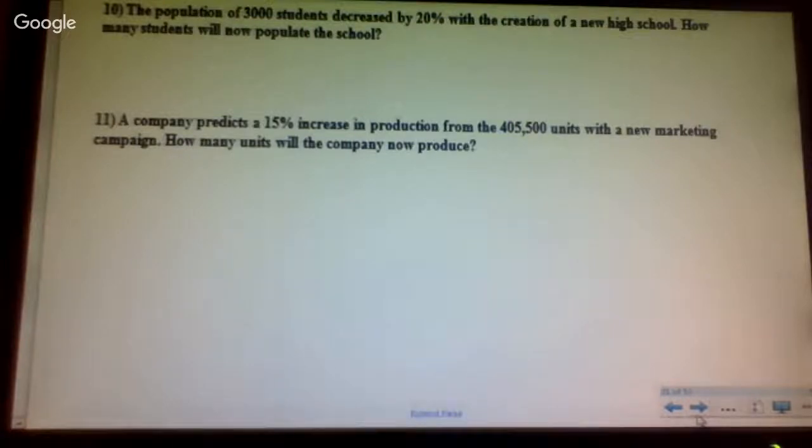Okay, be careful with this one. They don't give us our original price. Oh no, that's not this one. That's the next one on the back.